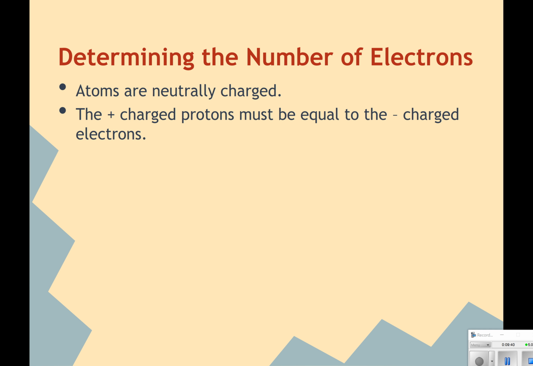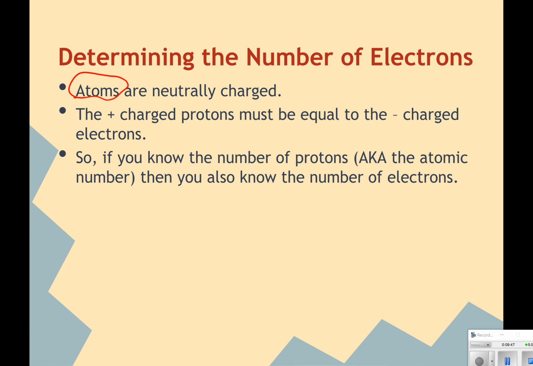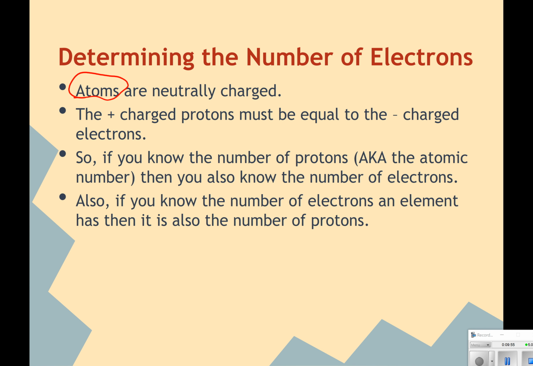Now, when we talk about atoms themselves, atoms are neutrally charged, which means that the positively charged protons have to equal the number of negatively charged electrons. And as long as we know the number of protons, the atomic number, which we would know if we know the element, then we can also determine the number of electrons.